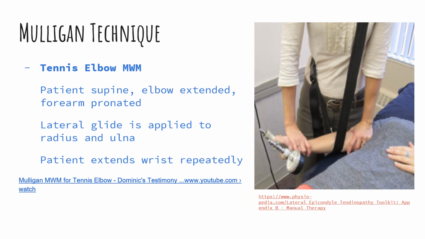There is only one Mulligan technique that is used for tennis elbow, which is shown in the video below. The patient lies supine with their elbow extended and forearm pronated. A lateral glide is applied to the radius and ulna by the clinician while the patient repeatedly extends the wrist.